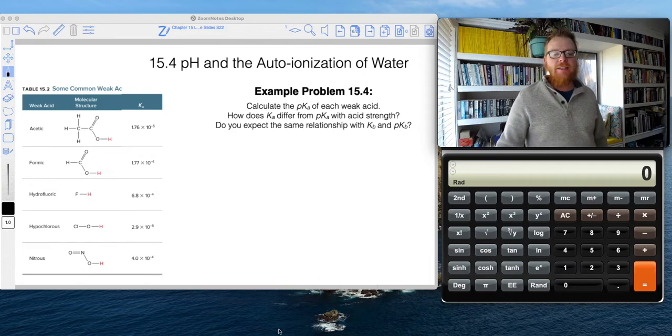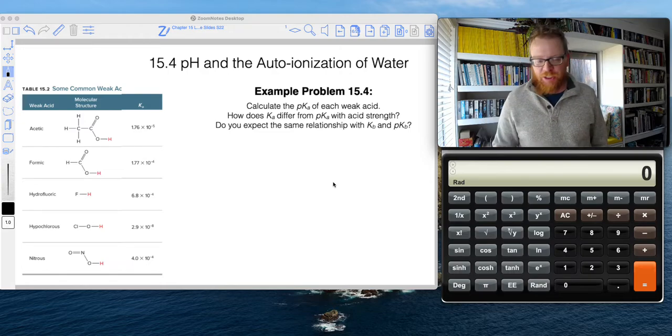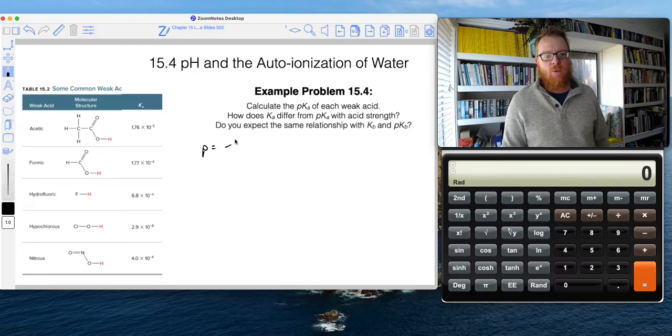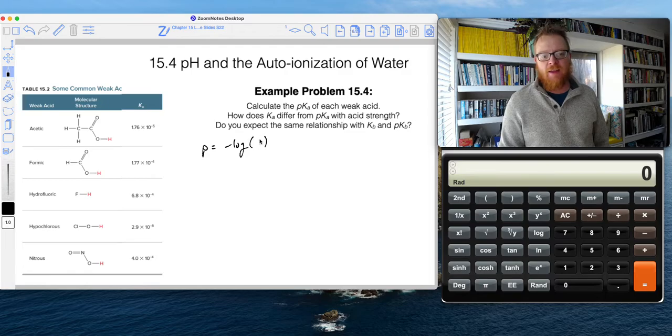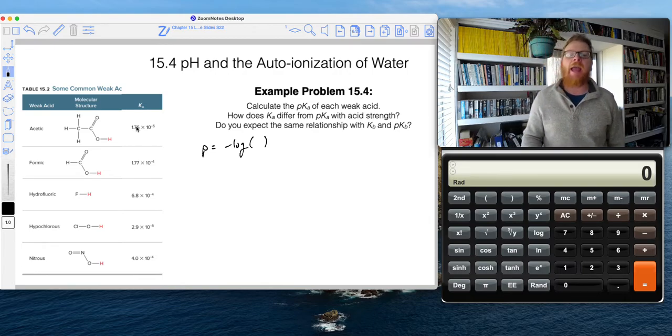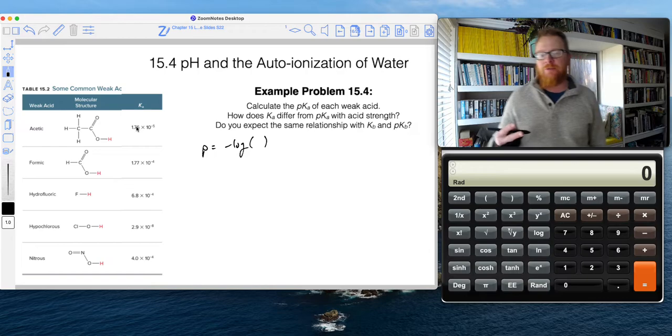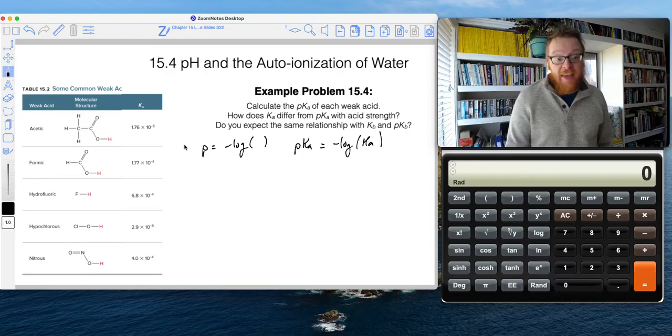Hey folks, so let's keep going down with this idea of this p function, right? We remember p equals the negative log. So when we see p in front of something, we know we're taking the negative log of whatever that p is. So for example, we've been using these equilibrium constants, K, like Ka, to assess the strength of a weak acid. Well, if we take pKa, then what we're doing is taking the negative log of the Ka value.